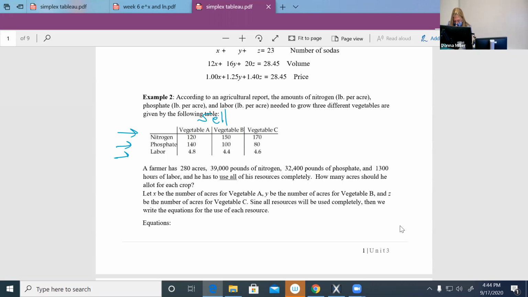I read, a farmer has 280 acres. That's a total, so I'm going to put it here under acres. We're missing that one. He's got 280 total. And I'll call these X1, X2, X3. 39,000 pounds of nitrogen, so that goes there.